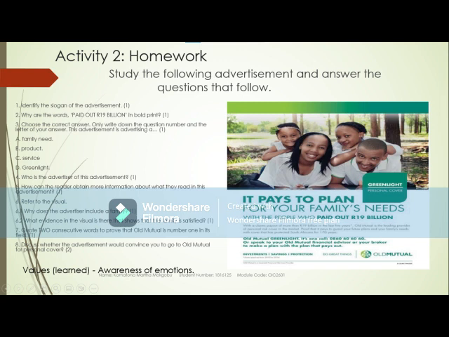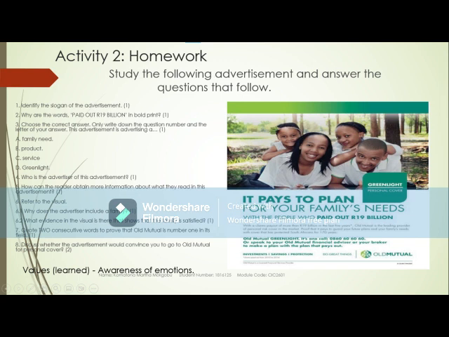Then we go to number 4. The question says, who is the advertiser of this advertisement? So that is 1 mark, so you can see who is the advertiser. Number 5, how can the reader obtain more information about what they read in this advertisement? So we go to number 6, which is refer to the visual. 6.1 says, why does the advertiser include a family?